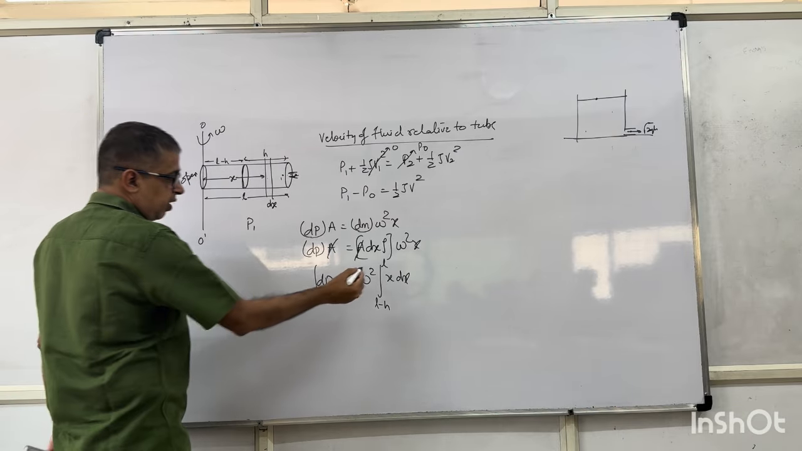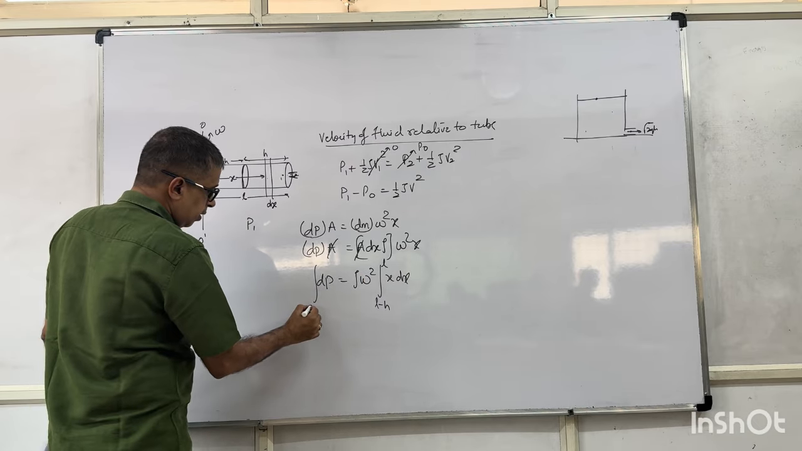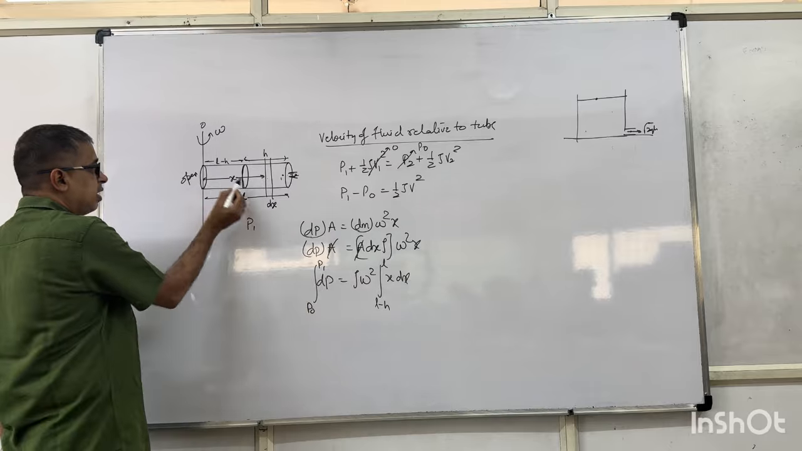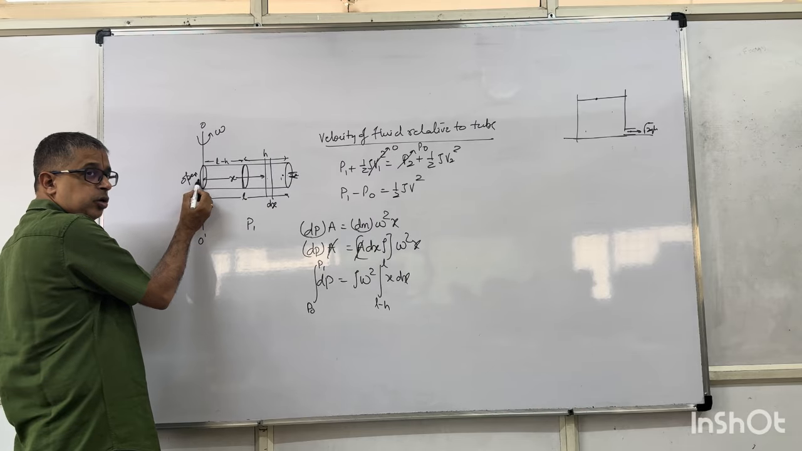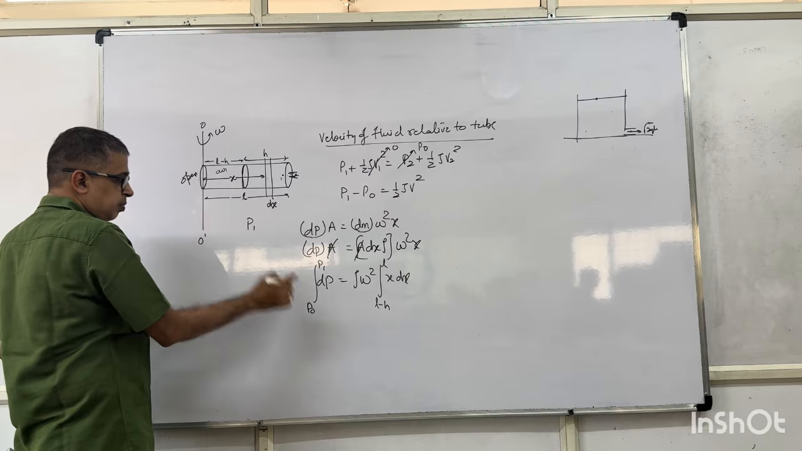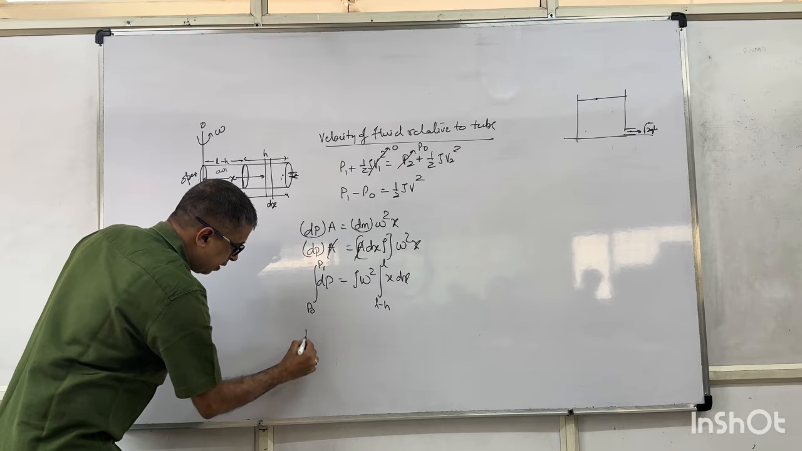Maximum value of x is L. Pressure, you are going from P naught to P1 at L minus H. This is open to air. When it is open to air, all throughout here you have got air. Then at L minus H, pressure will be P naught. At L, the pressure will be P1.